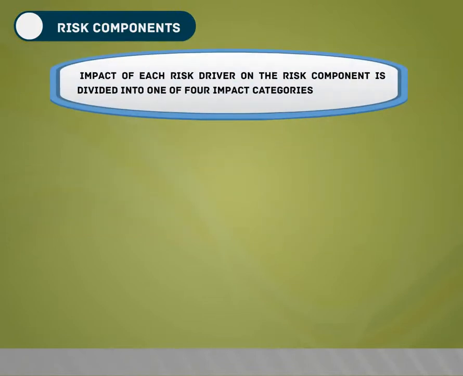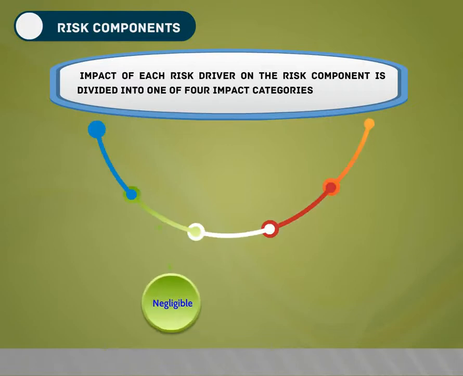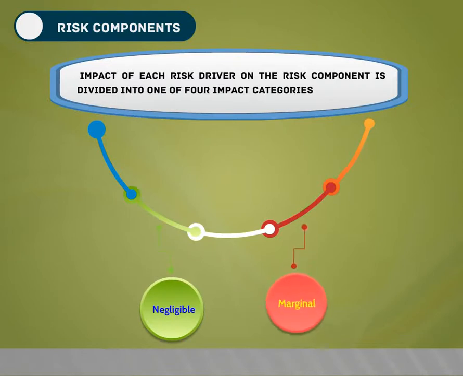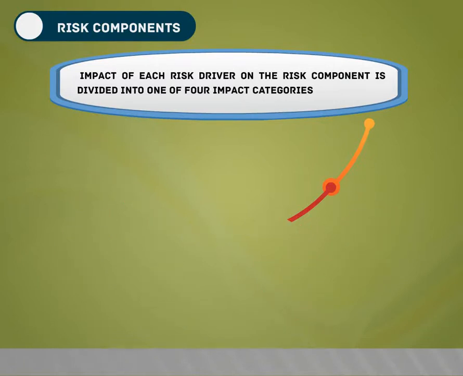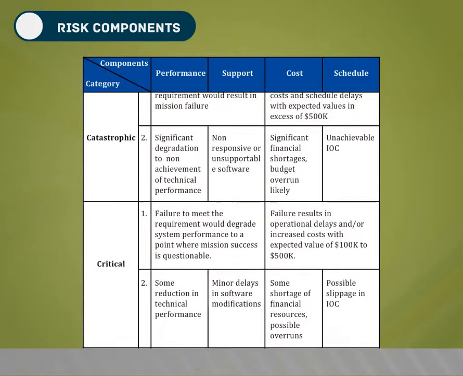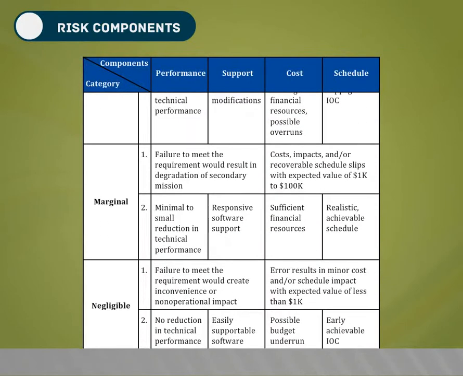The impact of each risk driver on the risk component is divided into one of four impact categories: negligible, marginal, critical, catastrophic. Risk characterization table.